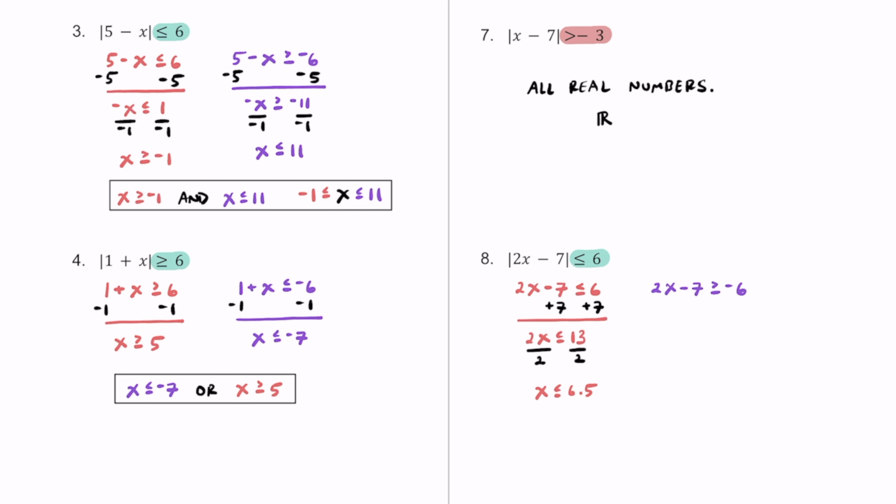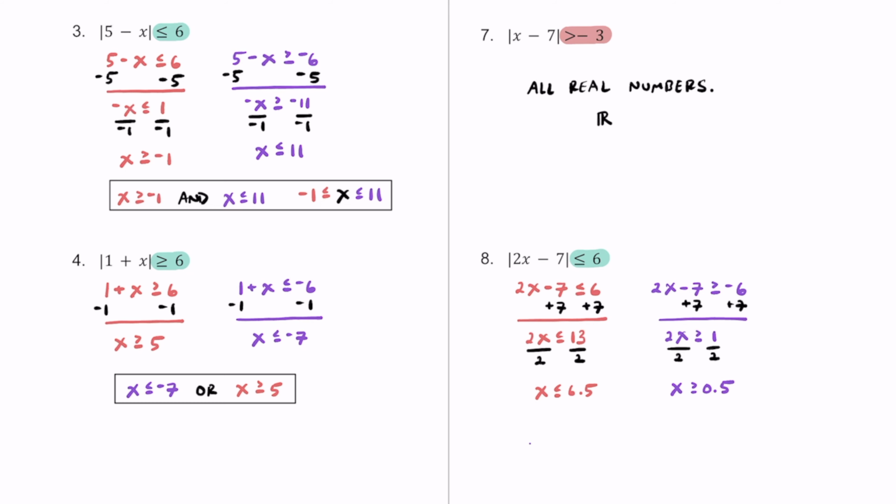Over on the right, we can go ahead and add 7 to both sides. If we do so, that -7 and +7 are going to cancel out again. And we're going to get 2x is greater than or equal to 1. Then dividing both sides by 2 here, we're going to get another decimal or a fraction. We're going to say here that x is going to be greater than or equal to 0.5, or half.